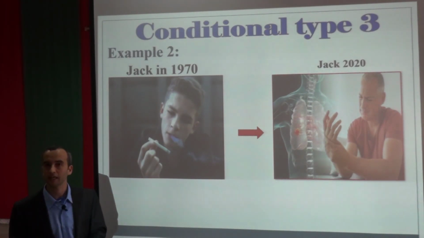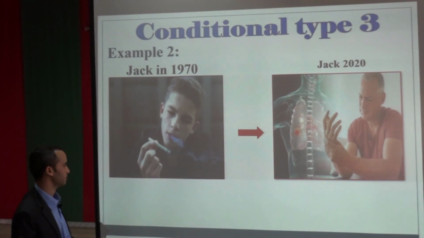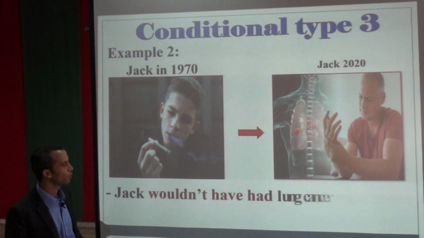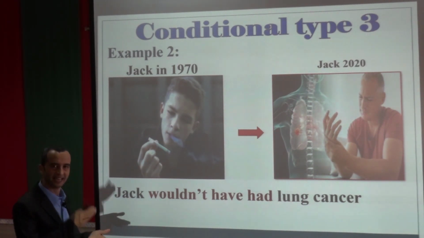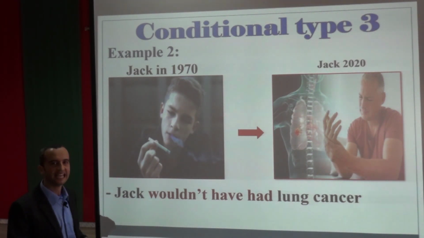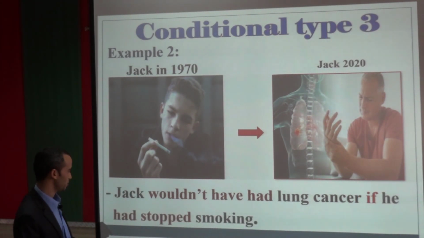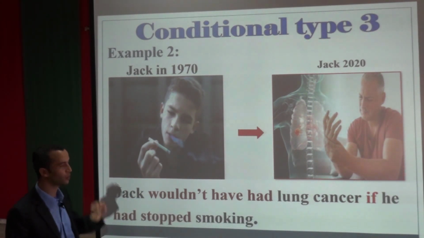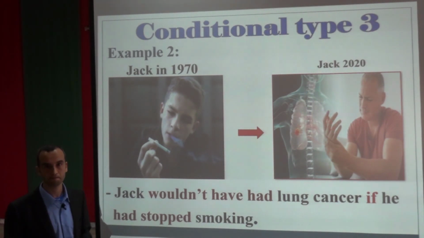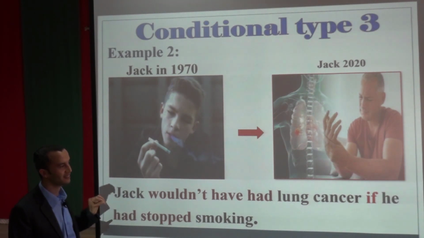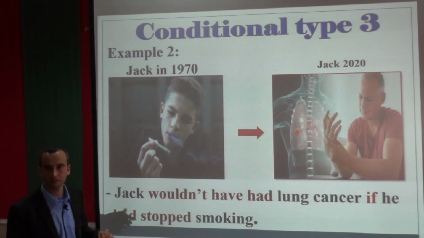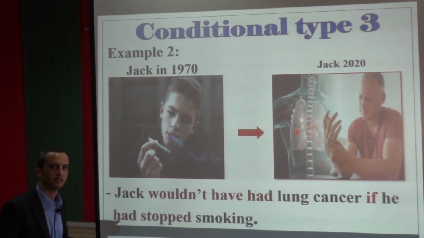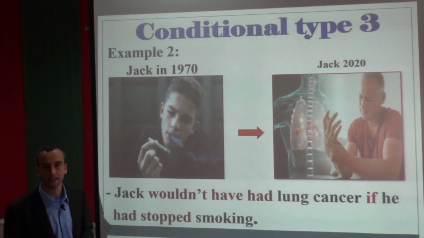To use conditional type 3, we can say simply, Jack wouldn't have had lung cancer. Can you complete? Wonderful. If he had stopped smoking. So Jack wouldn't have had lung cancer if he had stopped smoking. Fine? Now here, there is a kind of regret. Okay? So this is the second example that we can have right now when it comes to conditional type 3.